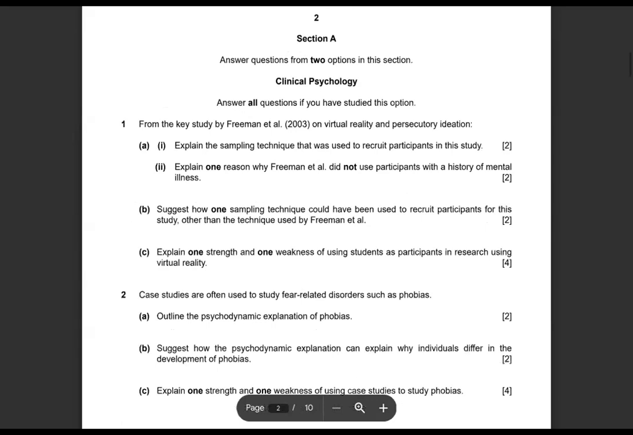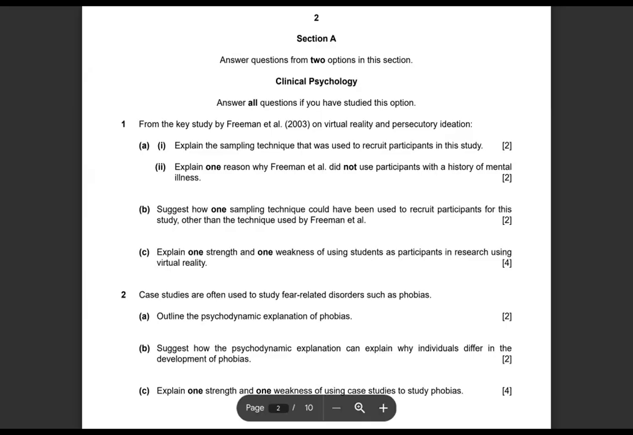So section A, as you can see, the instructions are very clear. Answer questions from 2 options in this section. Let's assume we are attempting clinical psychology and health psychology. So for section A, as you can see, we have 2 questions on clinical psychology. Just like this, you will have 2 questions on health psychology as well. Okay. We need to attempt both of these clinical psychology questions and we need to attempt both of the health psychology questions. There is no choice over here. It's not like you need to attempt either question 1 or 2. You need to attempt both. And it's not like you have to attempt either clinical psychology or health psychology in section A. You need to attempt both the modules, both the sections.